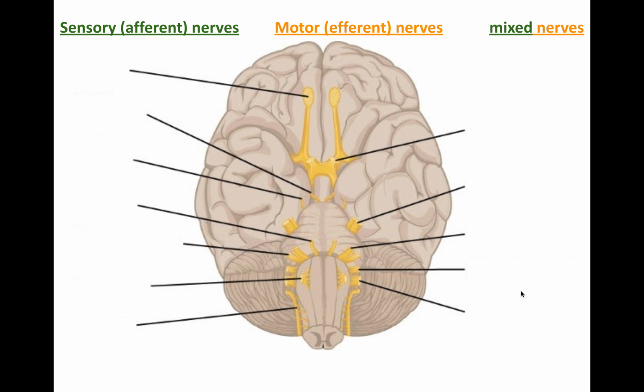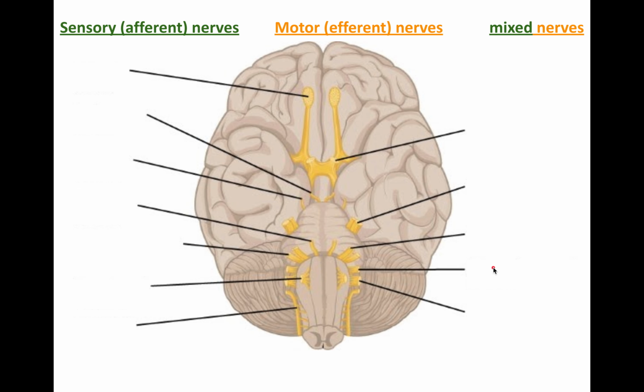Okay, so now I want to go over the anatomy and location of these cranial nerves and where they hook into the base of your brain. So this is the bottom of your brain. Sometimes people call this the ventral side of your brain. This is the front of your brain, and this is the back of your brain. And this over here is the brain stem that you're seeing.